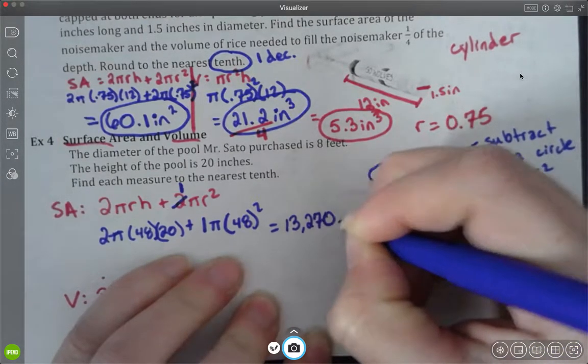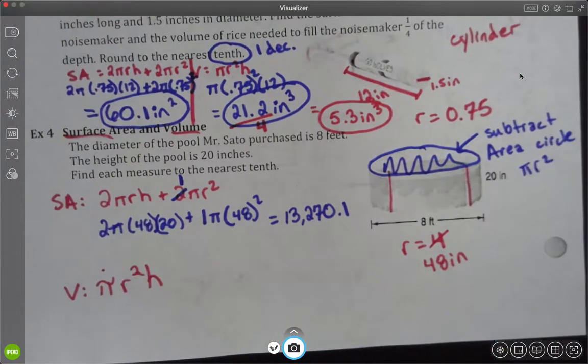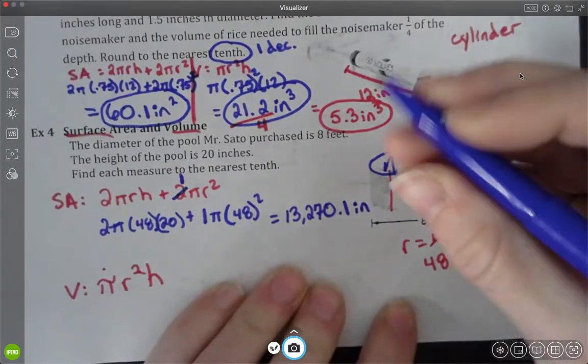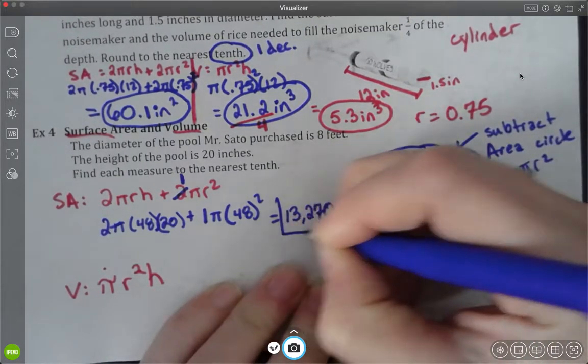13,270.1. See if McLean concurs. To the nearest tenth, 1 decimal place, we did it right. Perfect. And that is in inches. Surface area? Squared. Inches squared. That's what he is. Okay.